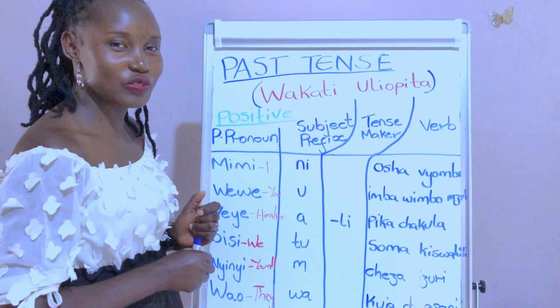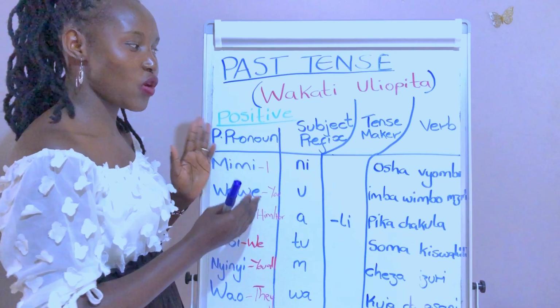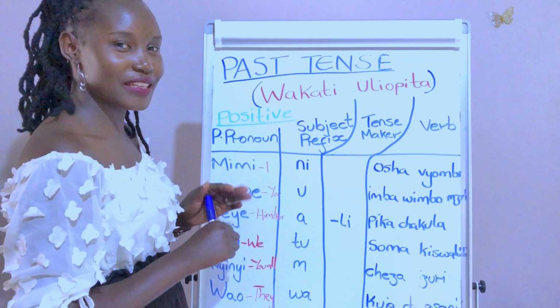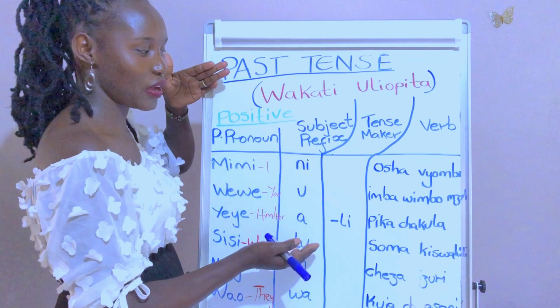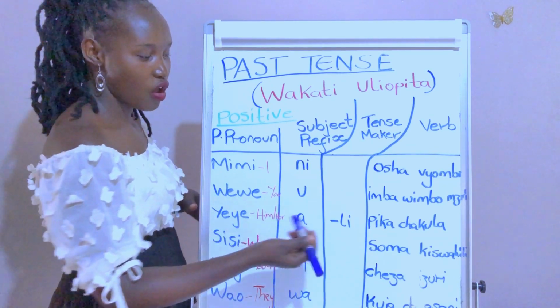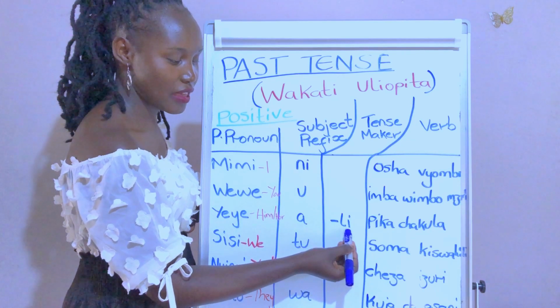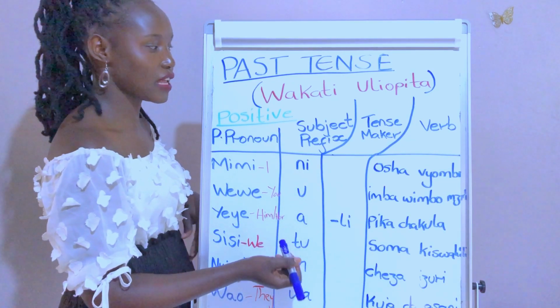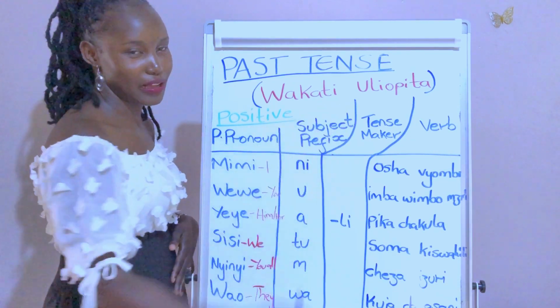If you haven't watched those videos, kindly make sure you go back, watch them, and then it will be easier for you to connect this one. So today the only thing which is going to change is the tense marker, which we are going to use li to represent wakati uliopita.